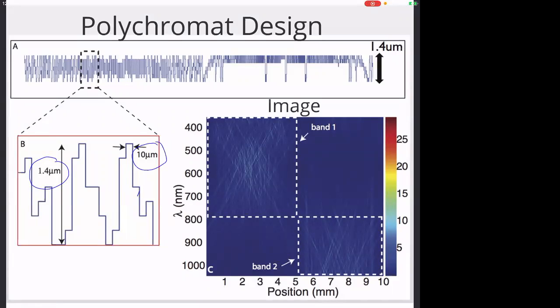And what it does is shown on this plot here, but you can see that the short wavelength light is primarily concentrated over here, and the long wavelength light is primarily concentrated on the right-hand side. So this is position on the horizontal axis and wavelength on the vertical axis.